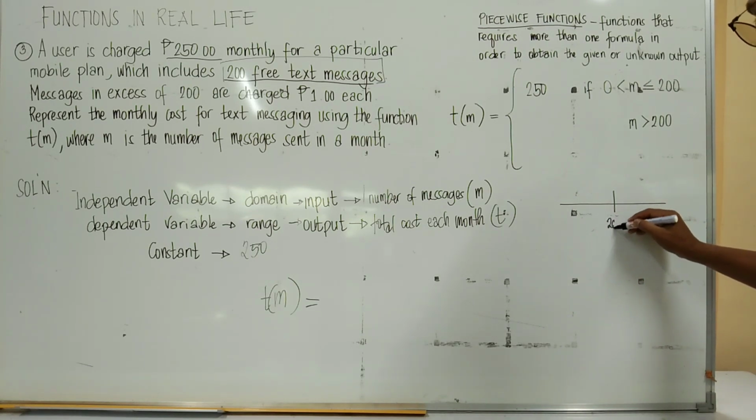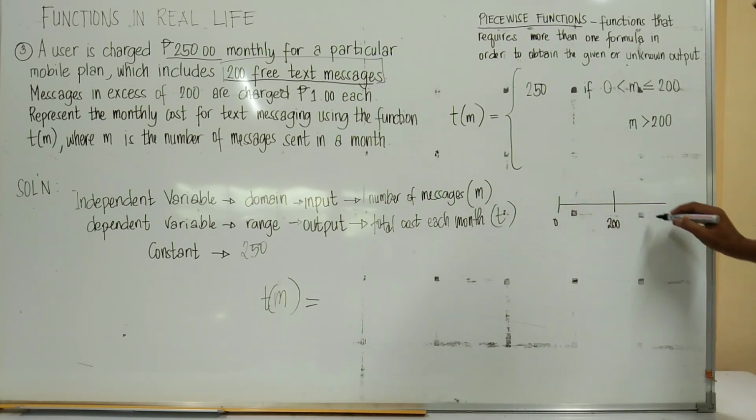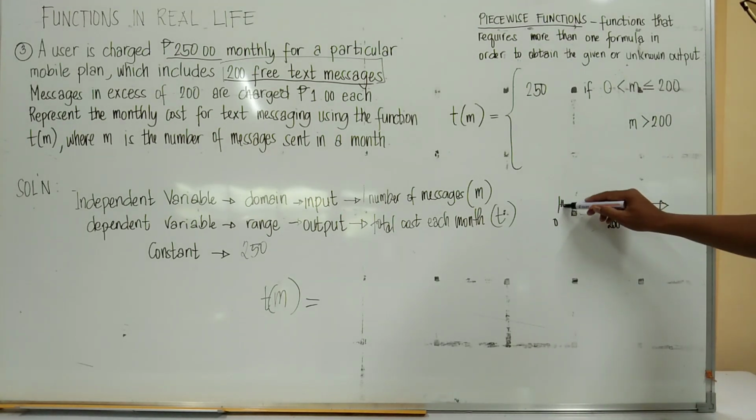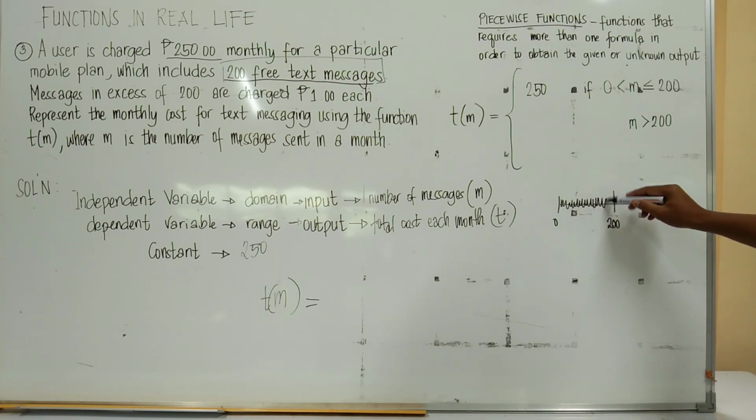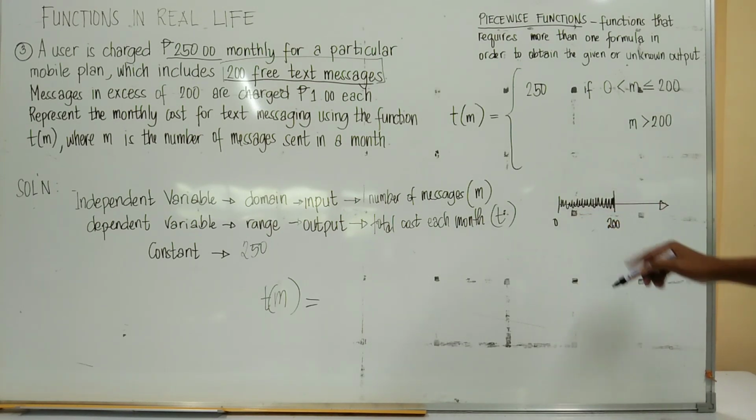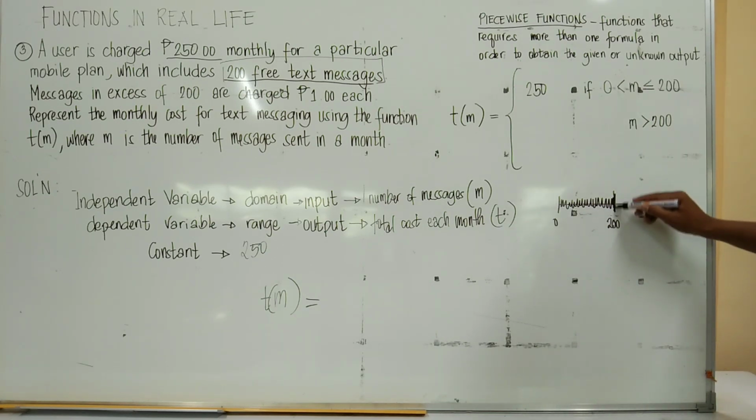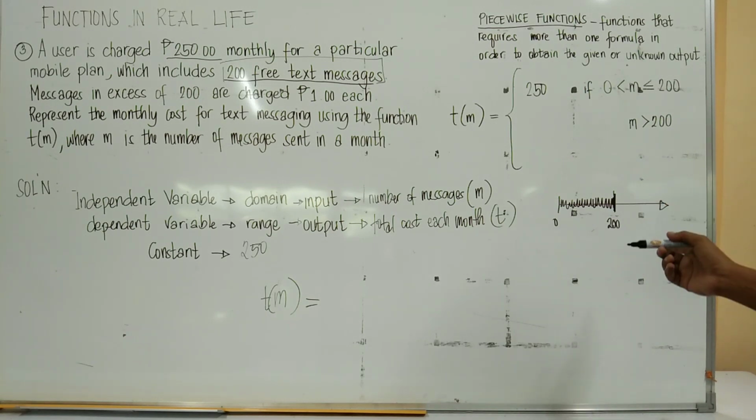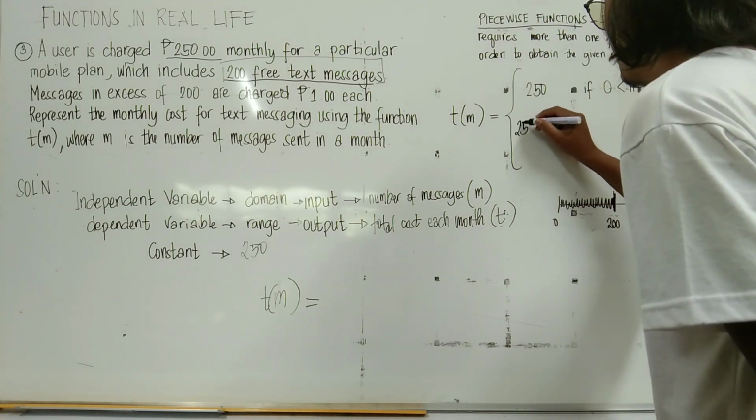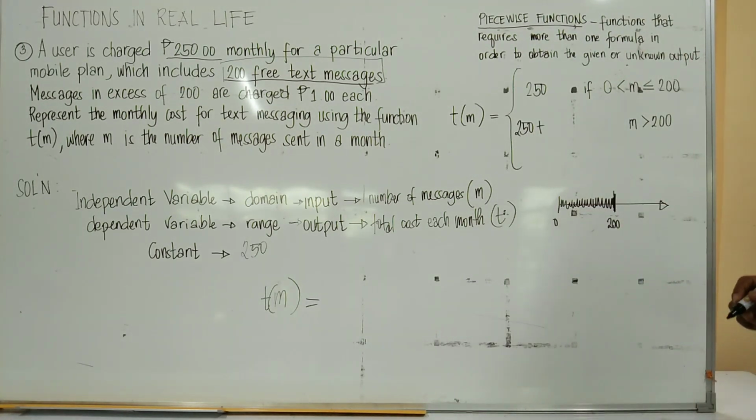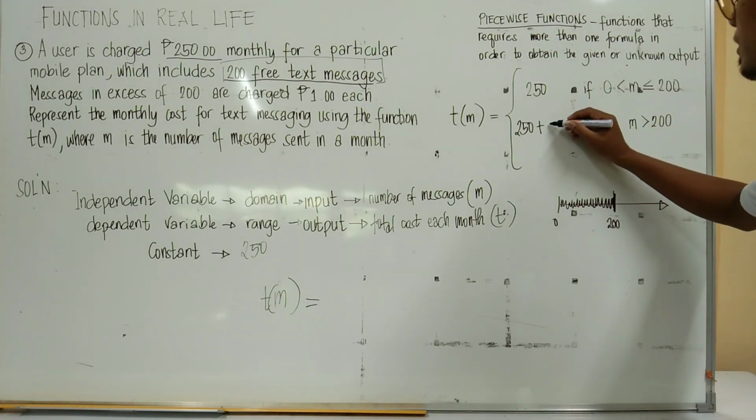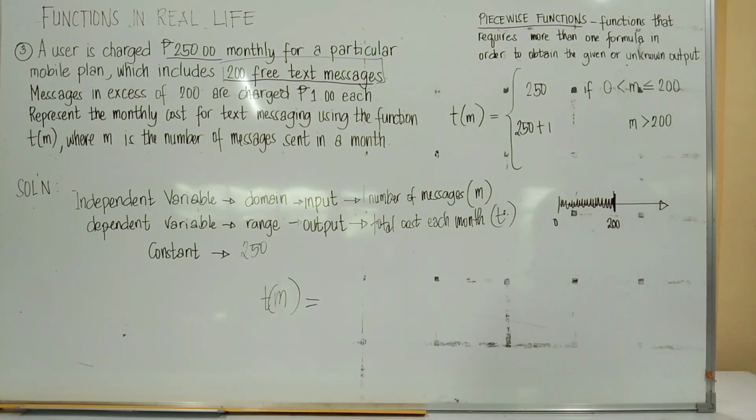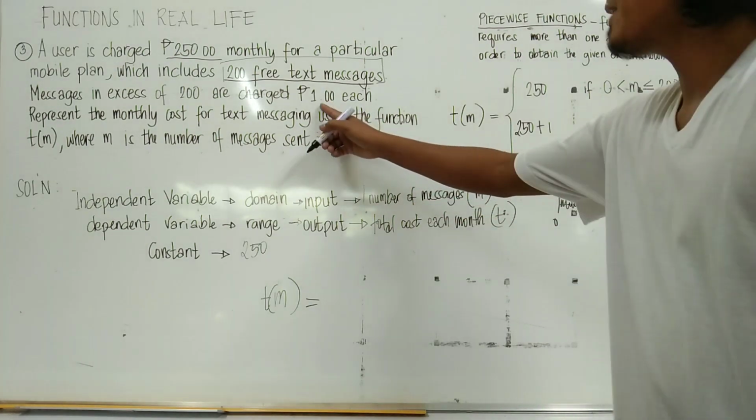So 200 is our boundary. So this is 0 and this is more than 200. Okay? So in this range of values, you are paying 200 pesos. What if you use more than 200? So you will pay 250 plus the excess of 200. And each excess is charged by 1 peso.